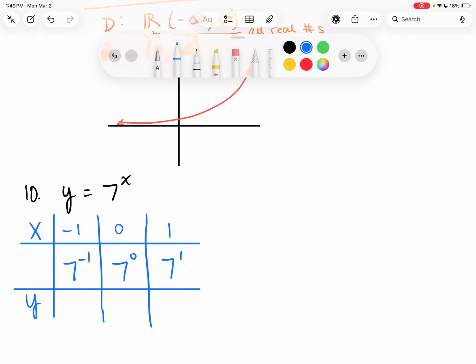What is 7 raised to the -1? 1 over 7. What is 7 to the 0? 1. What's 7 to the 1? 7. Now, I'm going to set up a little graph. It just goes from -1 to 1 on the x-axis, and then I'm going to go up to 7 on the y.